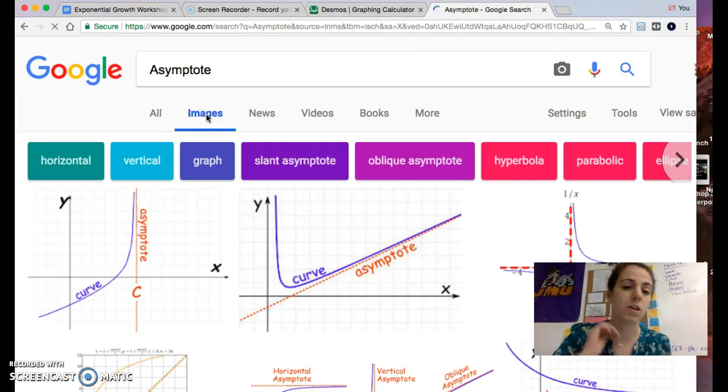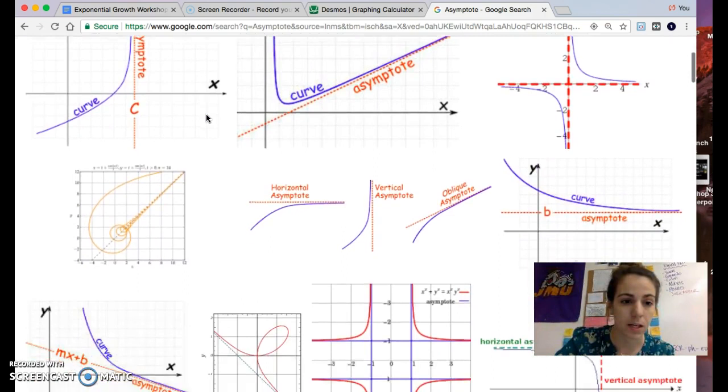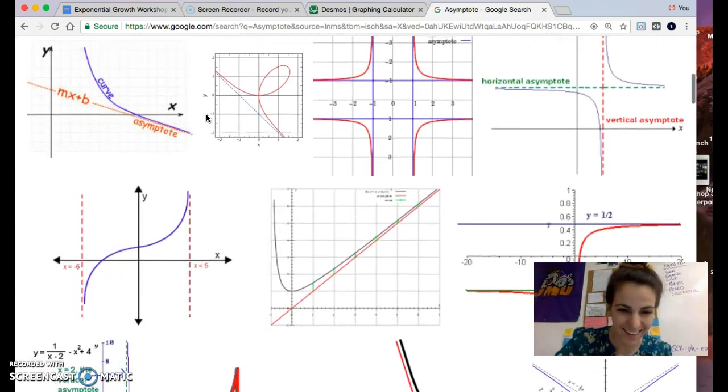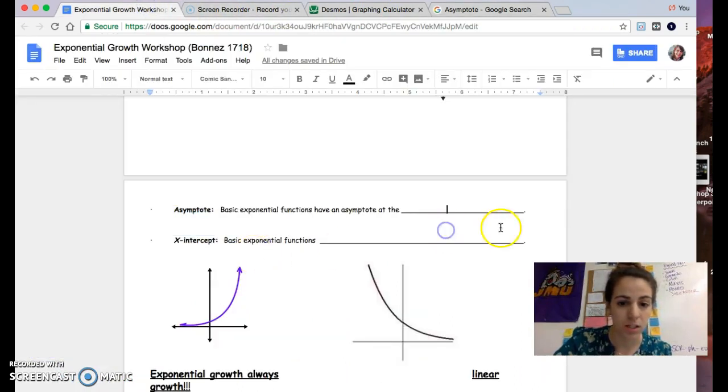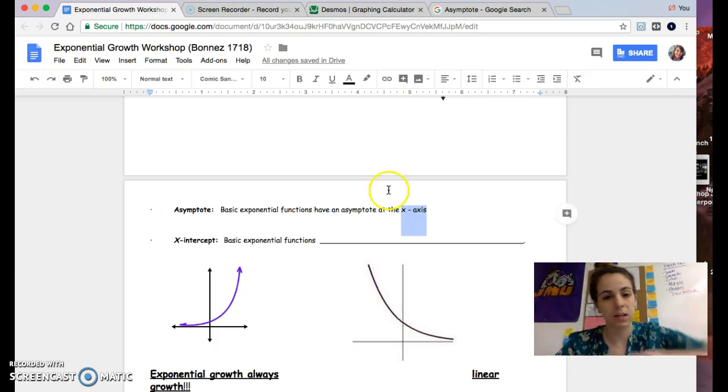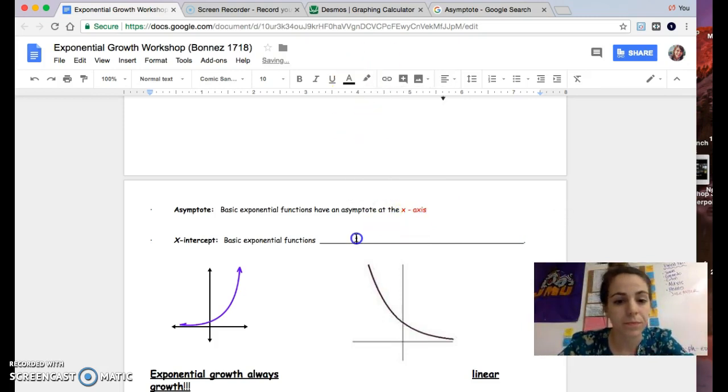You'll see if you click on Google Image, it's like that tail part of the curve. It's like when the curve of an exponential function gets straight. So typically, at least in 9th grade algebra, your asymptote will be at the x-axis. It's going to be that horizontal line. Okay, basic exponential functions have an asymptote at the x-axis.